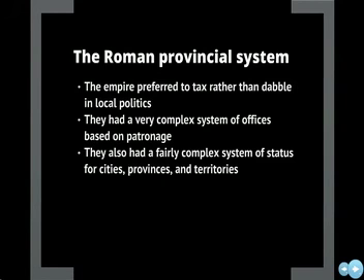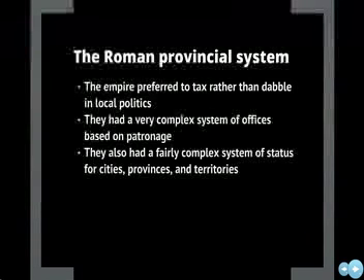And that comes into play whenever Paul visits a city. It matters whether they were a colony or if they were a free city. You can tell how wealthy they are just by the designation that they have.